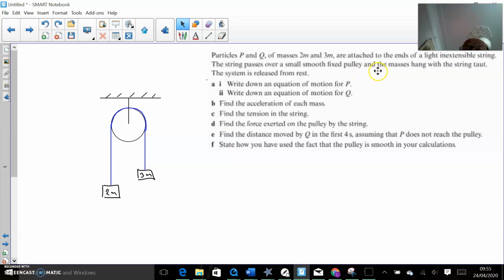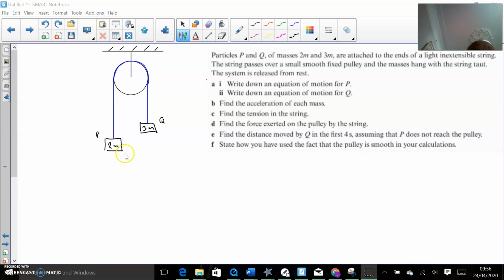And it is smooth. The masses hang with the string taut, and the system is released from rest. So what will happen when it's released is, as I said, the 3m will descend, go down, and the 2m will go up. The 2m mass is P, and the 3m mass is Q. Now, the first thing to do is to mark on the forces which are acting on each particle.